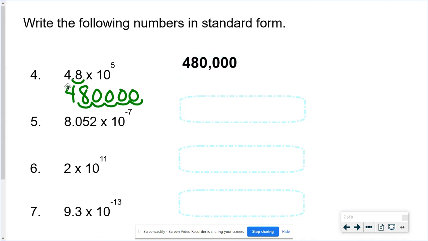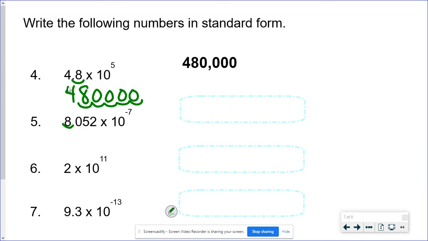So there's my answer. For number 5, it's going to be a small number. It's a negative exponent, so that means I'm moving to the left 7 places. And again, when I do this, I tend to just say, well, it's going to take me 1 place to get in front of the 8. I still have 6 more places to go, so I would just write down my decimal, 6 zeros, and then 8052.